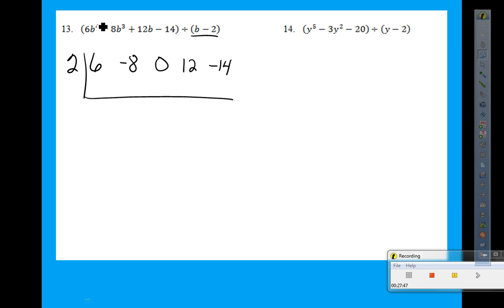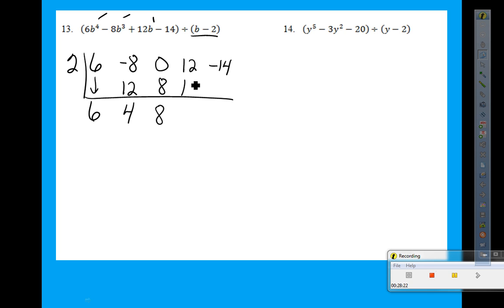So when I look at it, 4, 3, I don't have a 2, so I need a 0. I got a 1 and a constant. Once you have your 0 in place, we're ready to roll. Drop your 6. 2 times 6 is 12. Negative 8 plus 12 is 4. 2 times 4 is 8. Add them up and get an 8.